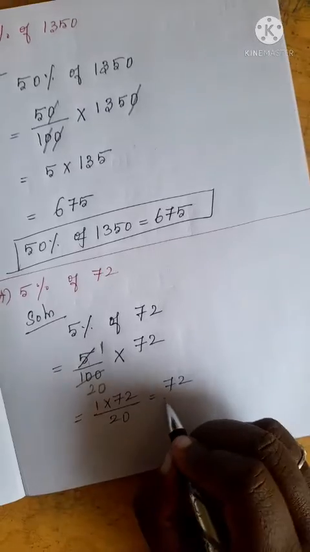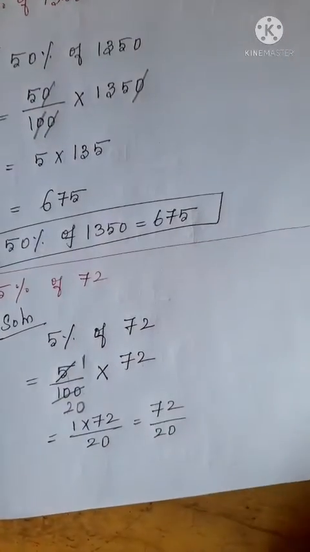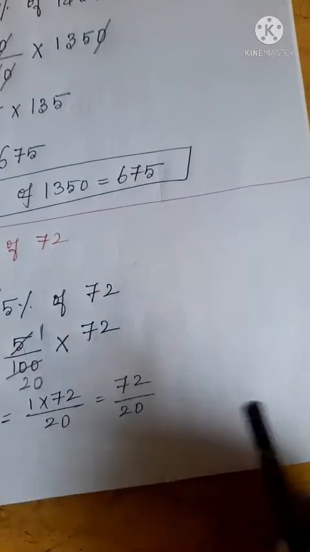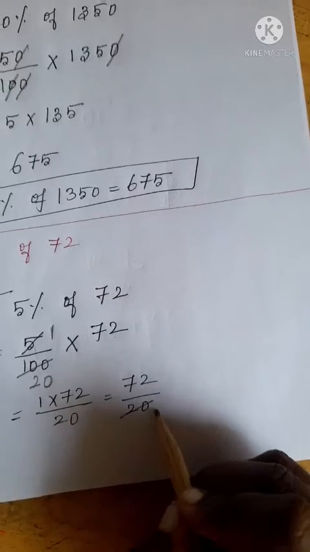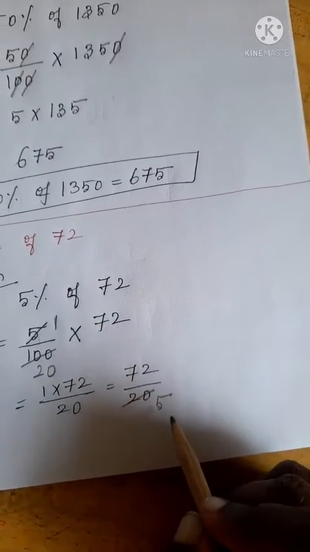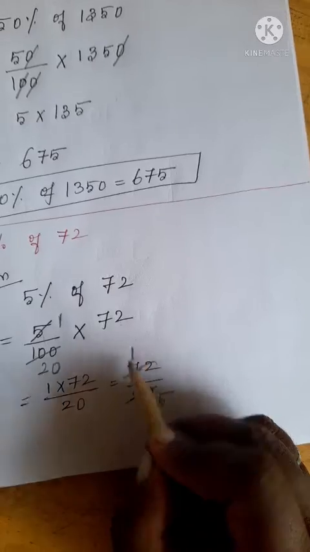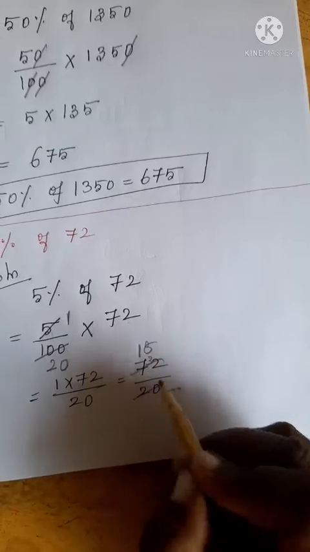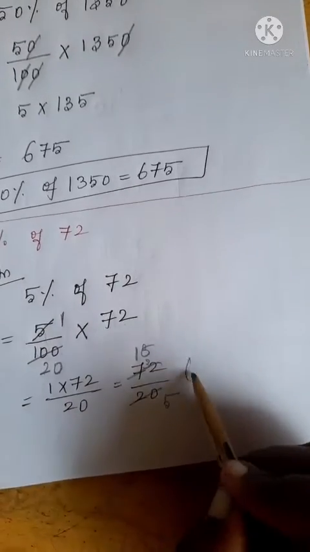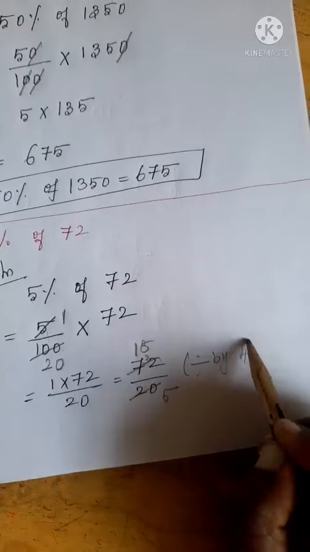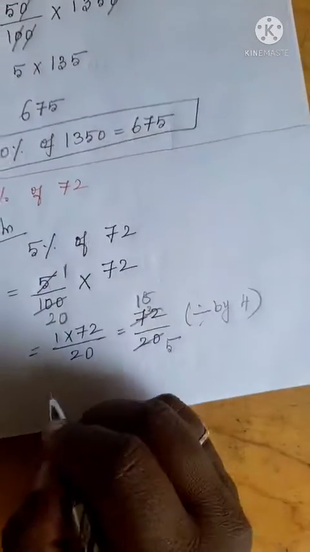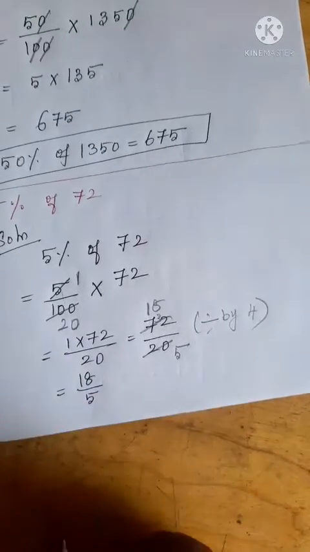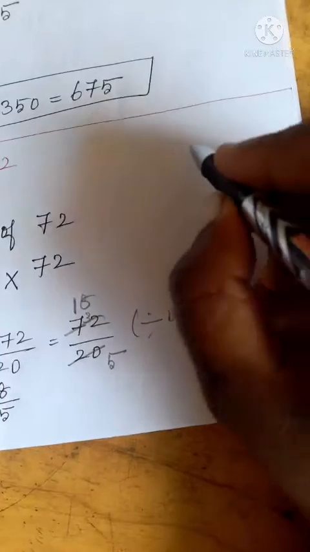Correct? This also you can divide in the 2 table or 4th table. You can divide. The 4th table also we can try. See here, 5 4s are 20. 1 4 is 4. 8 4s are 32. Divided by 4, divided by 4. So you will get the answer here, 18 by 5. So in the 5 table, 18 you can't divide. So do it in rough work side.